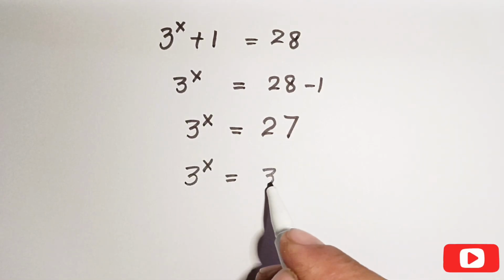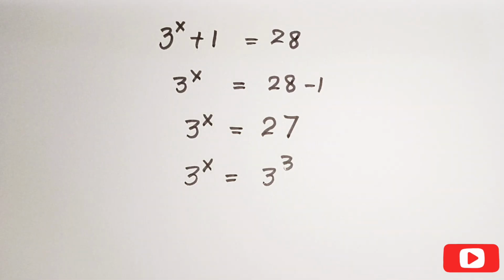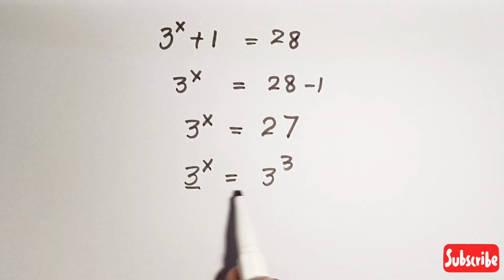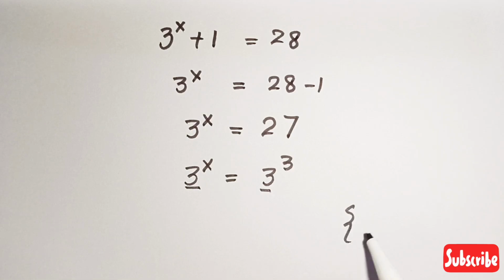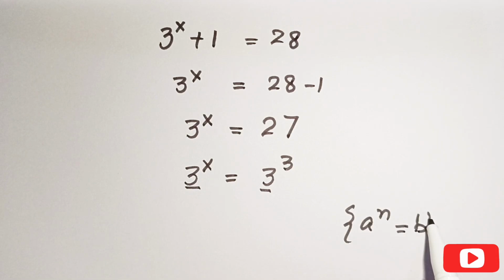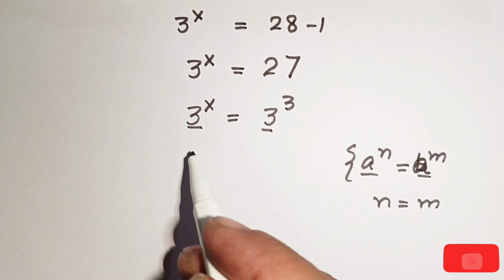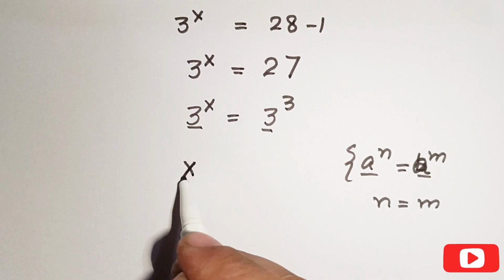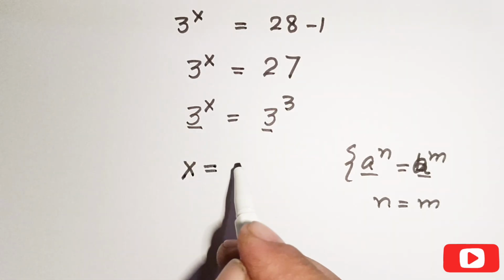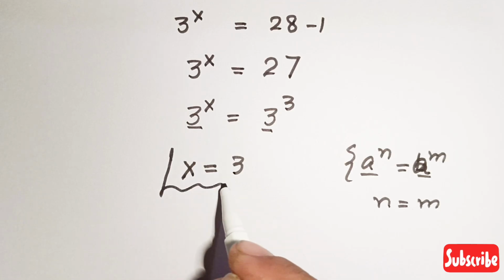So now 3^x is equal to 27, which is equal to 3 cubed, and we see that here the bases are the same. We know that if a^n is equal to a^m, then with the same bases, n is equal to m. Using the same law here, the bases are the same, so the exponents will be equal, so x is equal to 3.